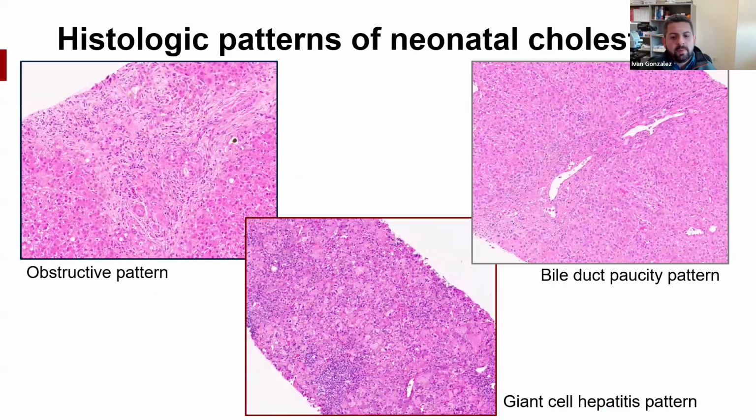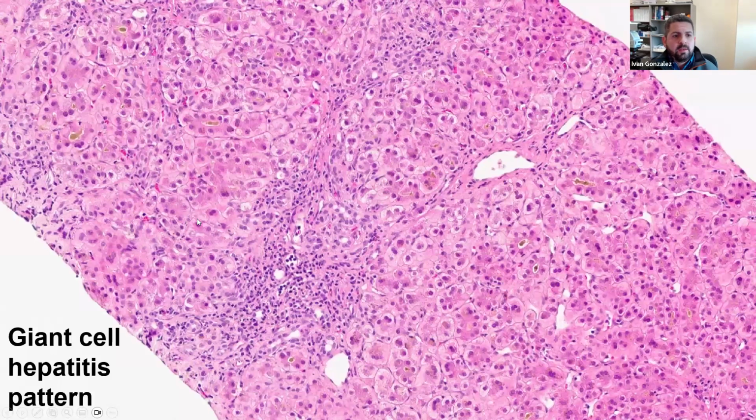Okay, so let's move to the second pattern, which will be the giant cell hepatitis. In the giant cell hepatitis pattern, as the name implies, you have a diffuse giant cell transformation of the hepatocytes, and there will be a lot of cholestasis. You can see here there's a lot of cholestasis in the canaliculi, forming this biliary pseudorosette or pseudoacinar formation with extensive cholestasis.